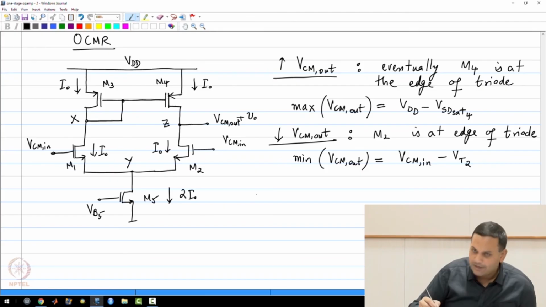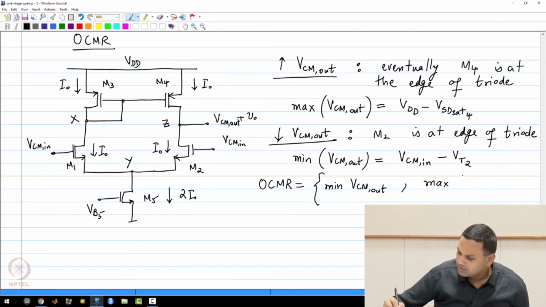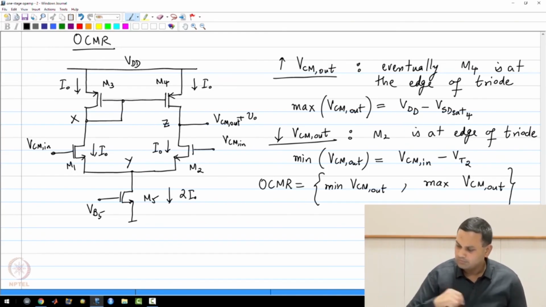And now of course the output common mode range of the circuit is this range, which is minimum value of VCM out to maximum value of VCM out. This is the output common mode range of the op-amp. So these are the two other important DC parameters of the op-amp.